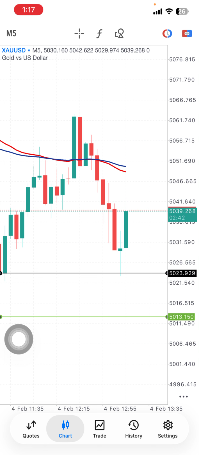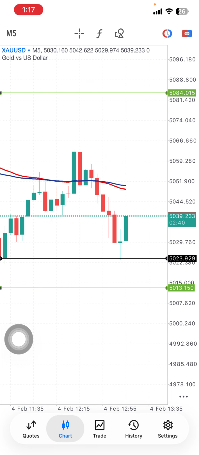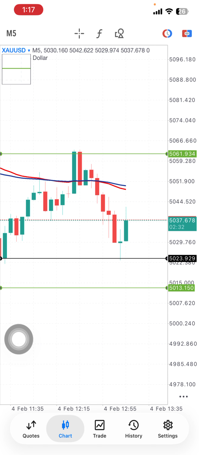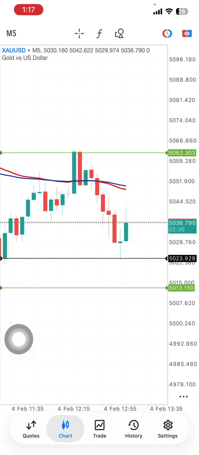I am expecting this market to push all the way to at least 5,066, somewhere here, somewhere 5,000 and then 60 something. So let's see, that's about how many pips? From here to there, that's about 4,000 pips. So let's see what's going to happen.